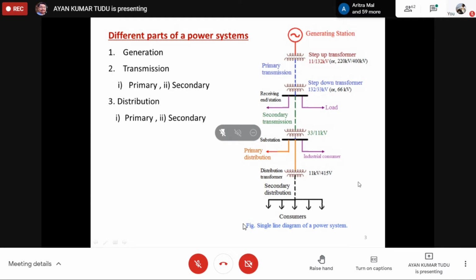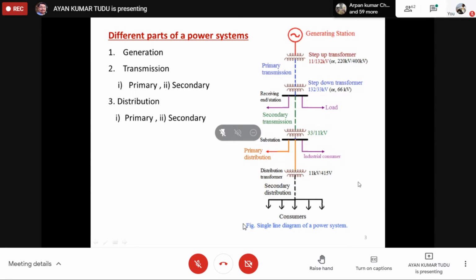I hope you have now got a brief understanding of how a power system works. So I'm again repeating: number one is our generating station, where the power is generated through the alternators or the AC generators, and the power is generated at 11 kV.